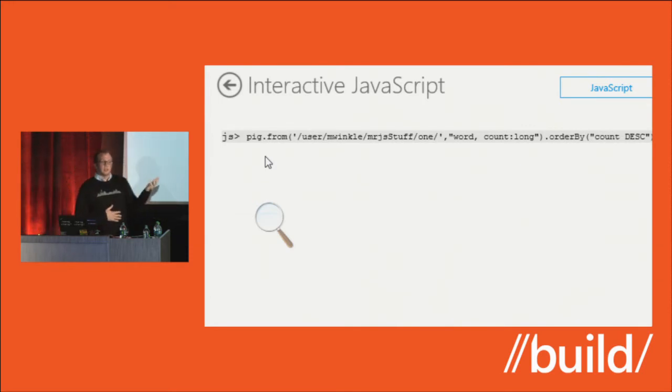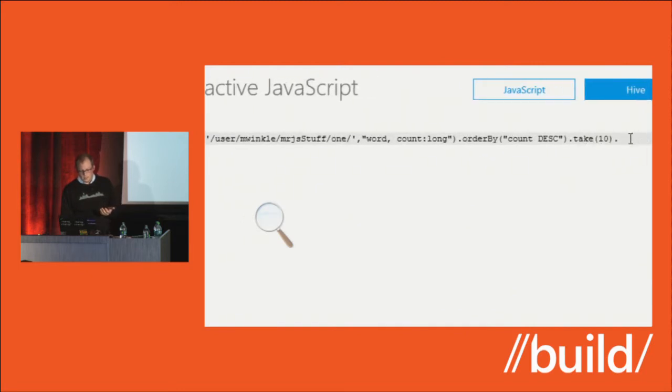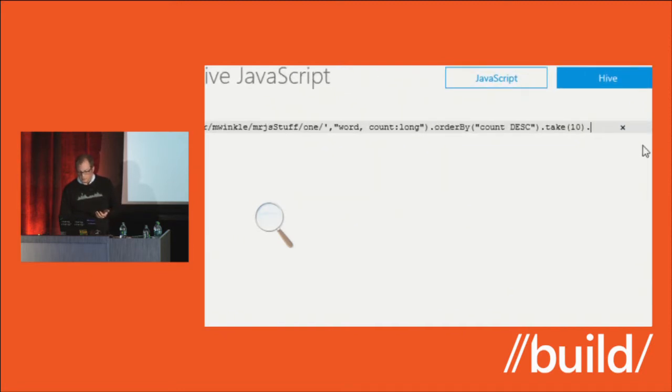Pig is a data flow language. And what we've done is build an API on top of Pig that I can express with JavaScript in order to say, hey, I'd like to read in all of these files. Then I'm going to order by the count. And then I'm going to take 10. And then I'm going to store these somewhere.